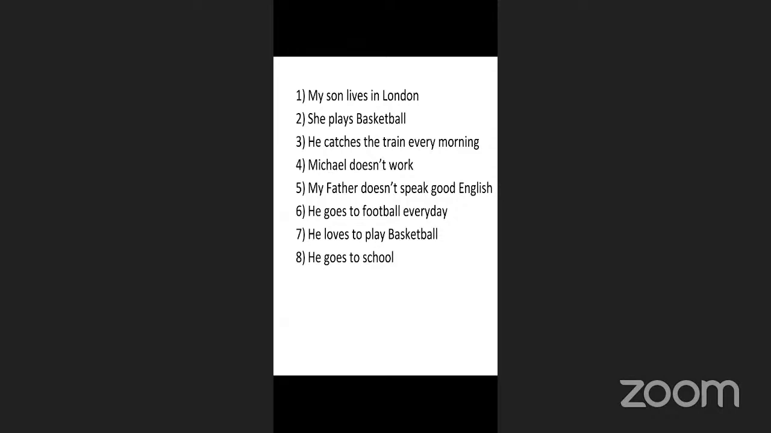Somebody can try number 2. Basketball, she plays always. Very correct. Again, basketball, she play always. Very good. Then number 3. Somebody can try number 3.